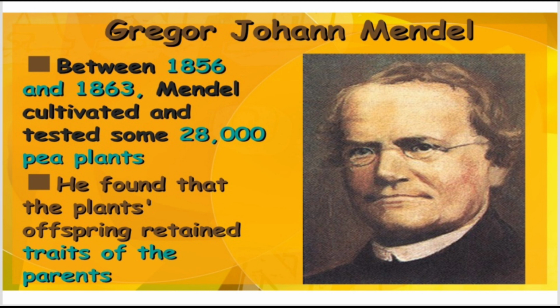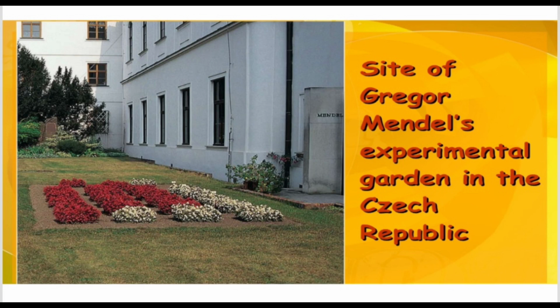He found that the offspring plants retained traits of the parents. This is the site of Gregor John Mendel's experiment garden in the Czech Republic.